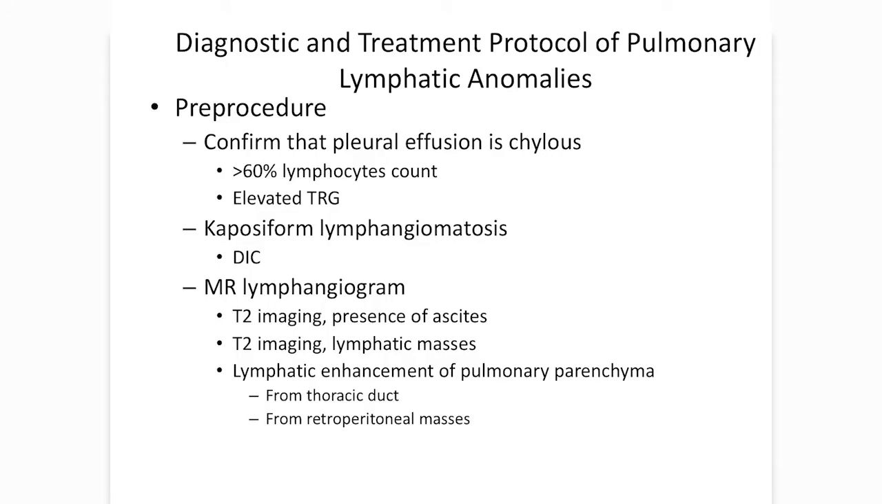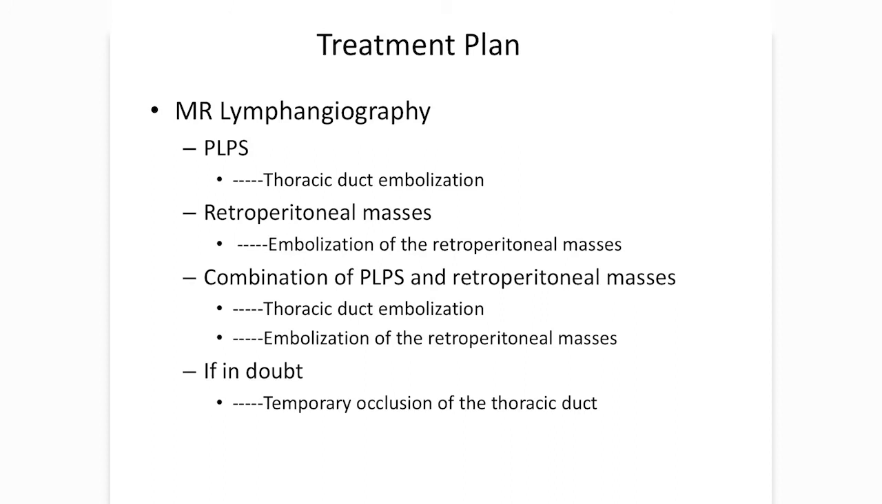What's our diagnostic and treatment protocol for pulmonary lymphatic malformations or anomalies? First, we make sure that the pleural effusion is chylous. Most of the time, it has to have more than 60% lymphocytes and elevated triglycerides. A lot of patients with Kaposi-form lymphangiomatosis develop DIC, a condition where they can easily bleed. And then we perform an MR lymphangiogram.